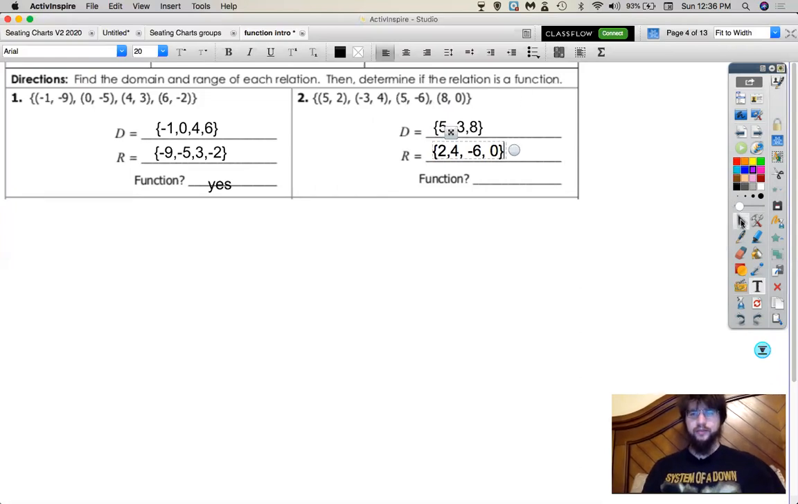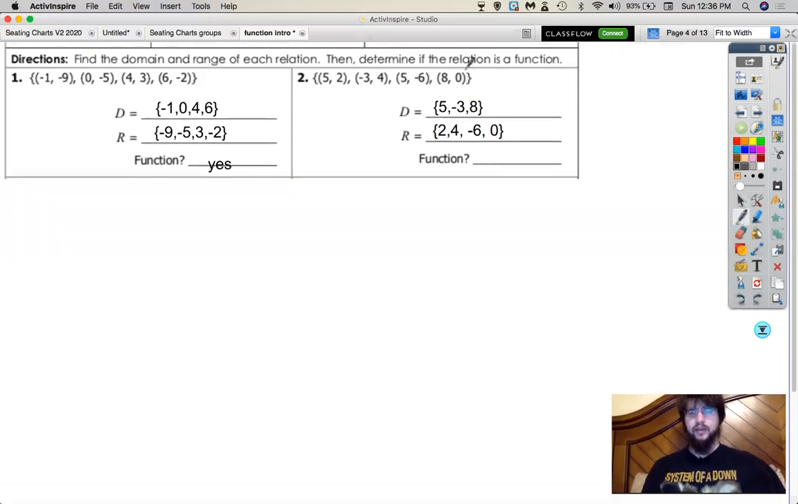Okay, let's look at this one. Is it a function or not? Well, 5 goes to 2 and 5 goes to -6. So right here, that's a no. That ain't no function. Still a relation because a relation just has your domain mapping to your range. Doesn't have to have any special conditions, but it is not a function.